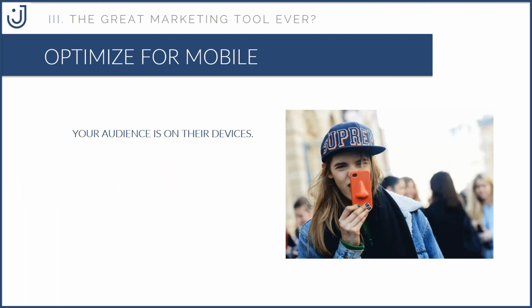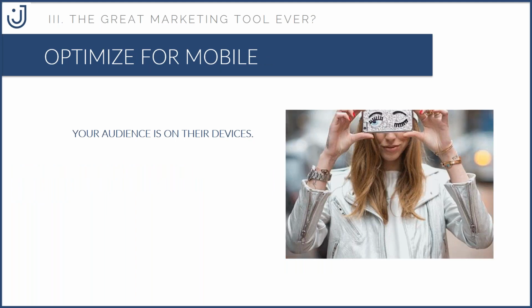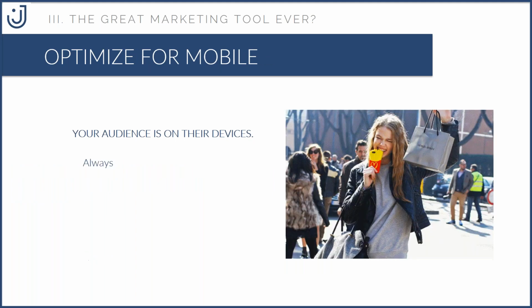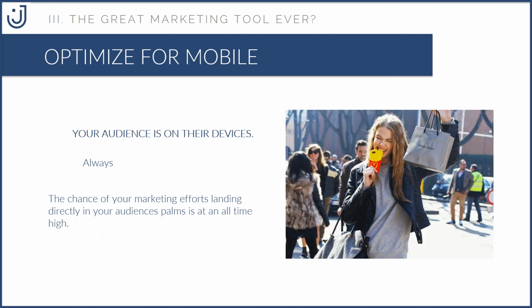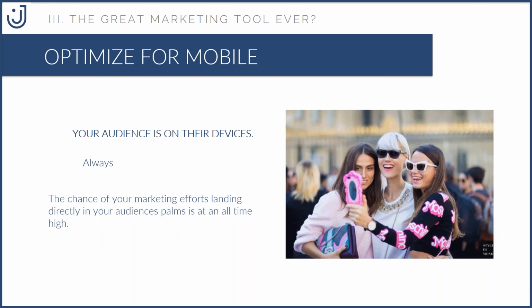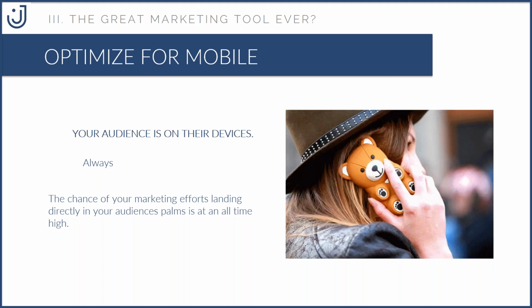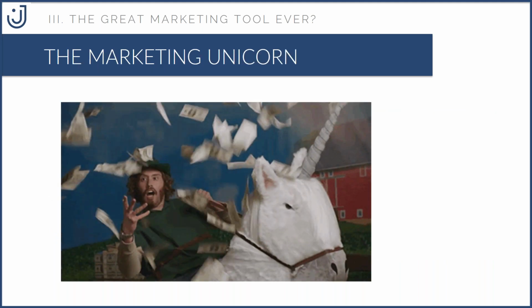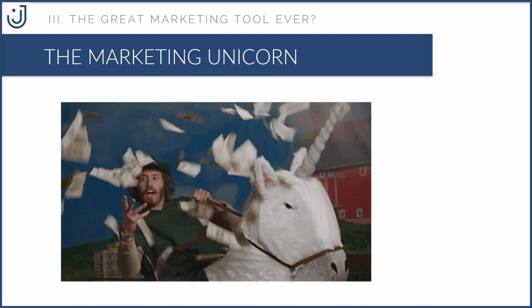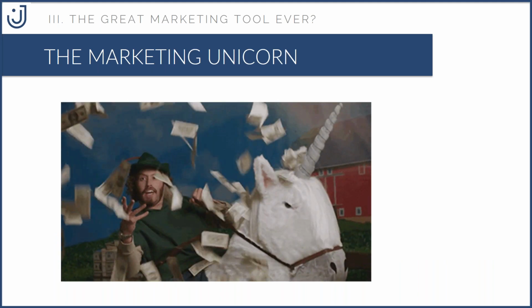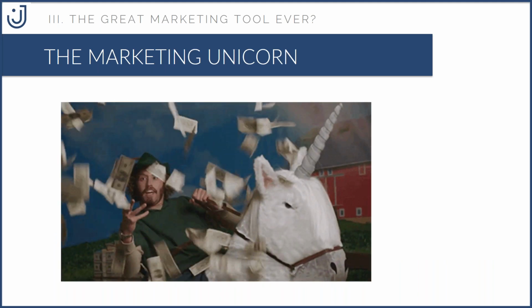So, optimize for mobile. Your audience is on their devices, always. And the chance of your marketing efforts landing directly in your audience's palms is at an all-time high. So take advantage of it, because the smartphone is the marketing unicorn. It is the greatest marketing tool ever. I will say that. And I will let you take this GIF in for just a second, because it's just that great.